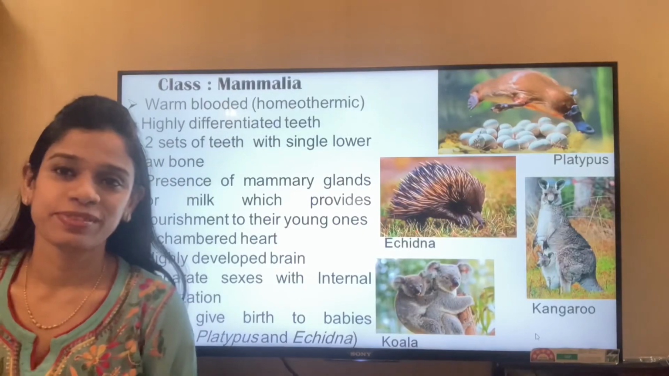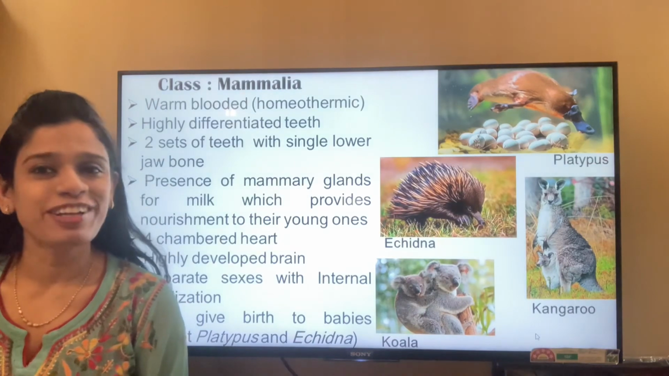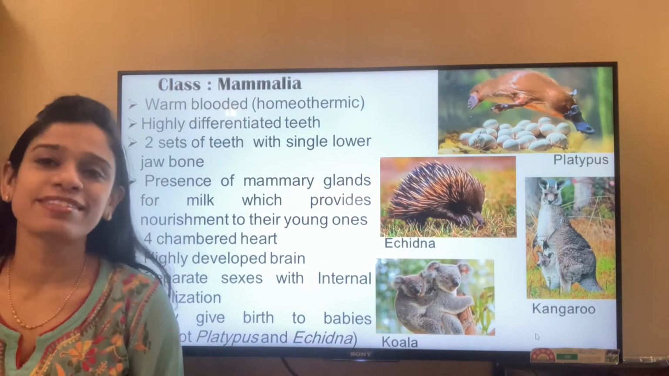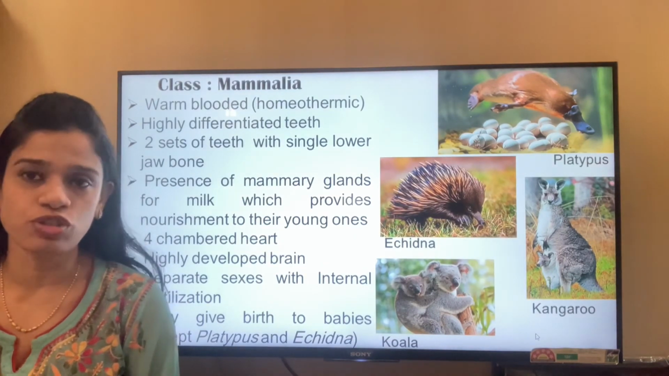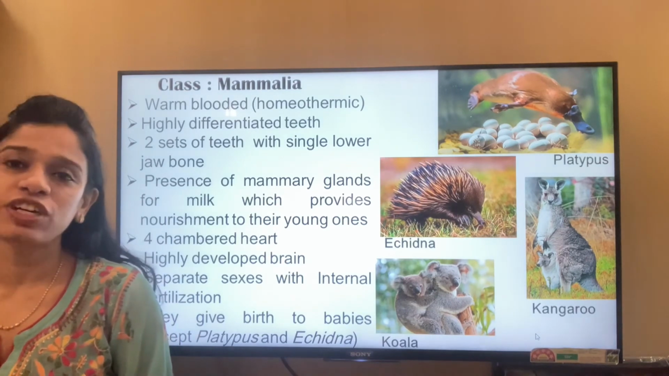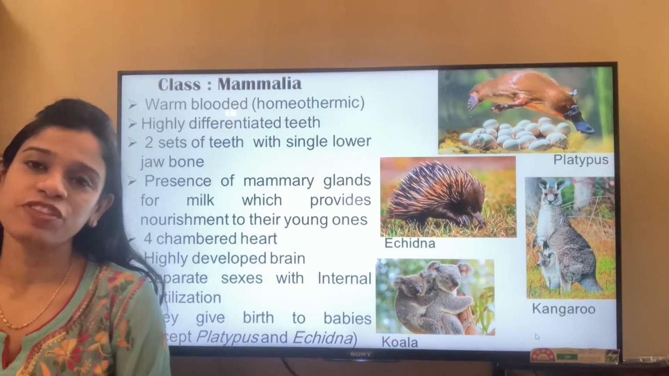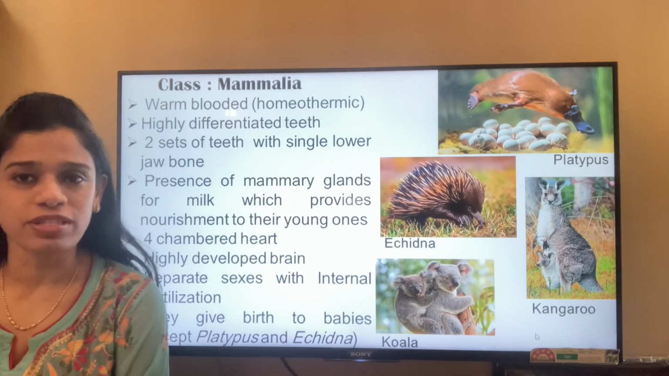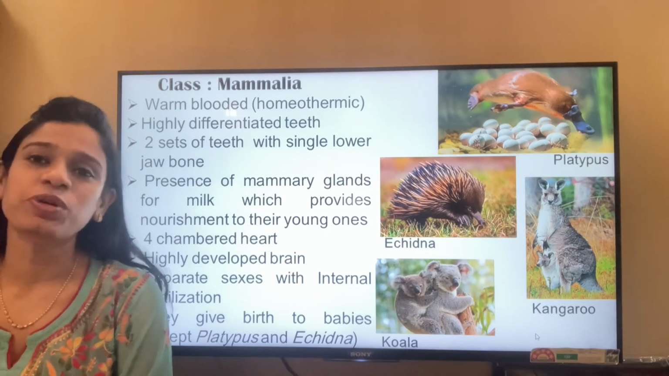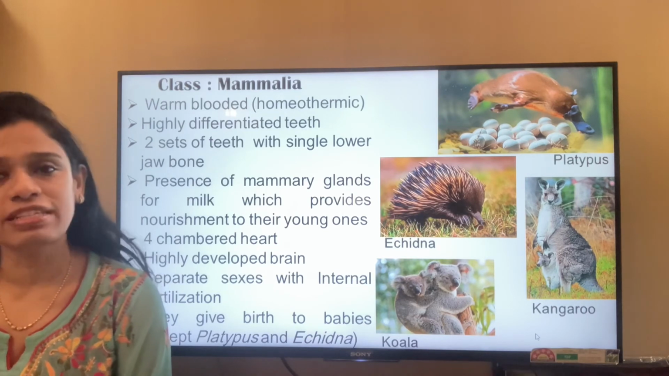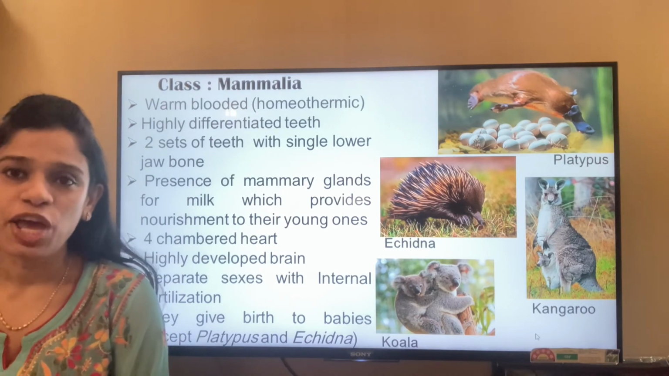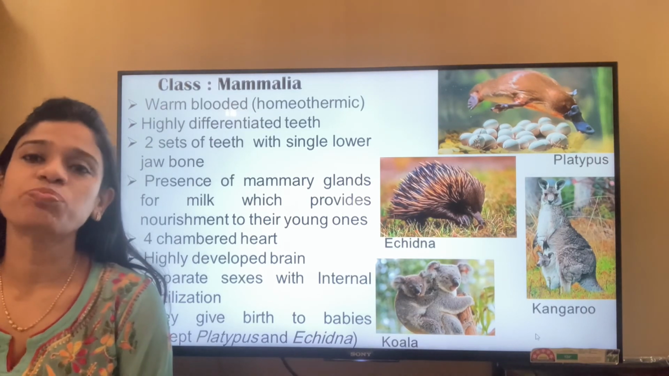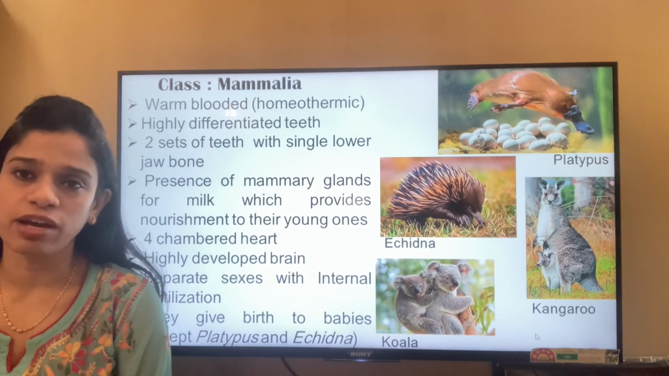And so we have finally come to the class Mammalia. This is the class where we human beings also belong. The first and the most important feature of this class is that they give birth to young ones. And as they give birth to young ones, they also have mammary glands, which provide milk, and this milk helps in the nourishment of the young ones.